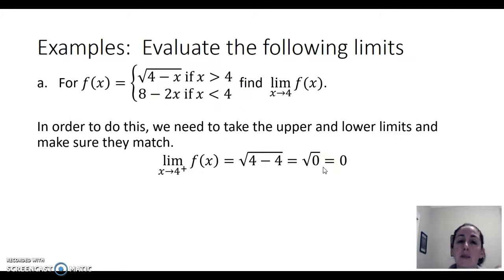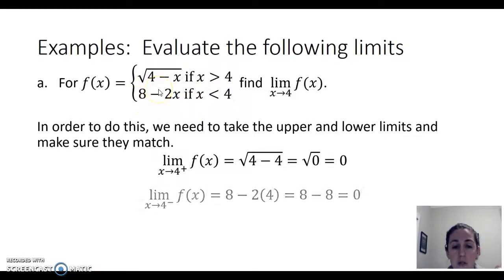Now, if I want to take the limit as x approaches 4 from below, I'm plugging in values that are just a little bit less than 4, like 3.9, 3.99, 3.999. I want to know what my function is doing as x is getting really close to 4, but coming from values just a little bit less. So I'm going to use this bottom piece right here, and I'll try direct substitution. 8 minus 2 times 4 gives me 8 minus 8, or 0.